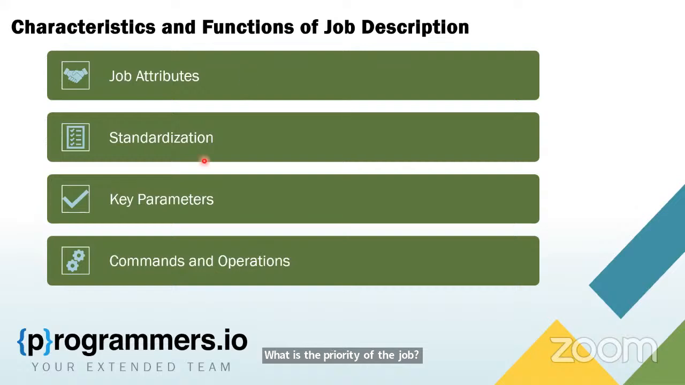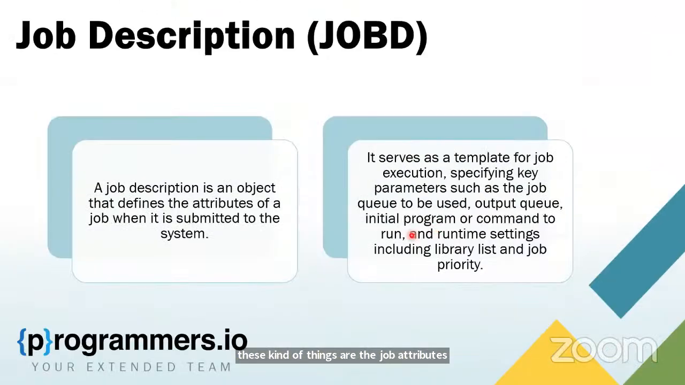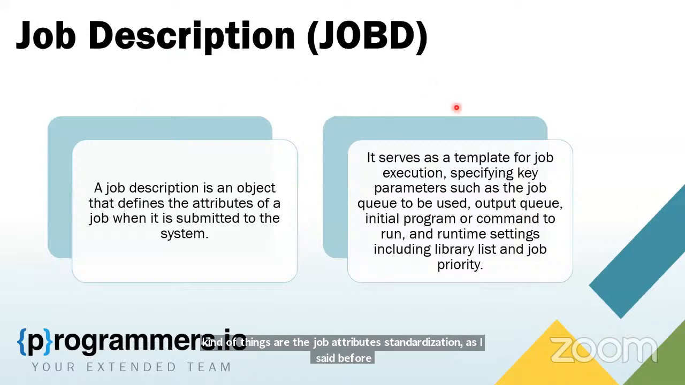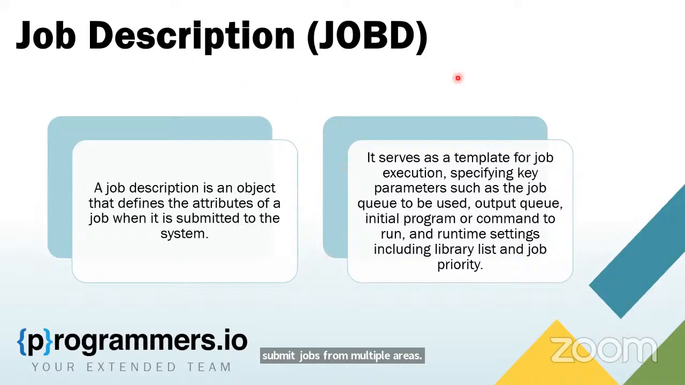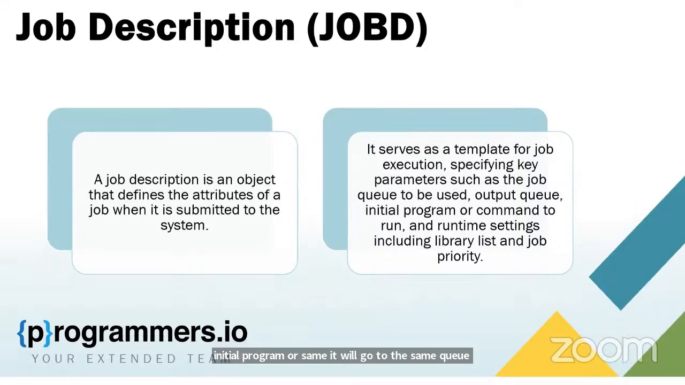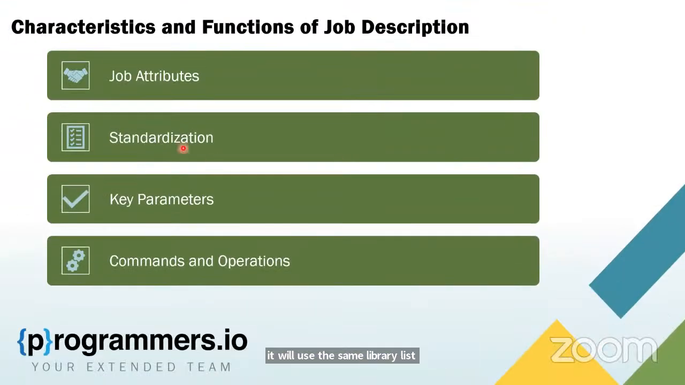Standardization, as I said before: you can submit jobs from multiple areas, from one subsystem or another subsystem. If you are using the same job description, it will have the same standard features for that job, same initial program or same queue. It will go to the same queue, it will use the same library list, it will have the same priority, and that's what I mean by standardization.